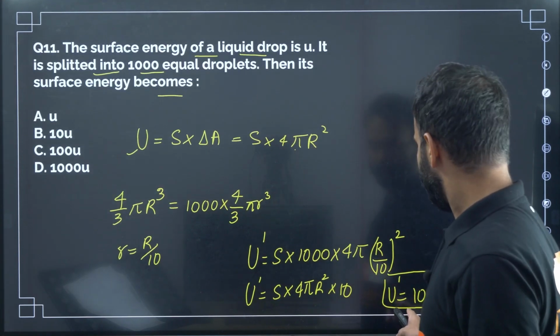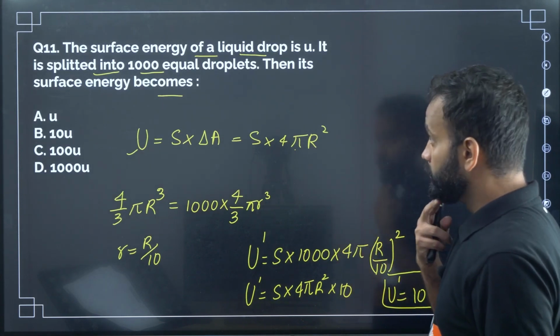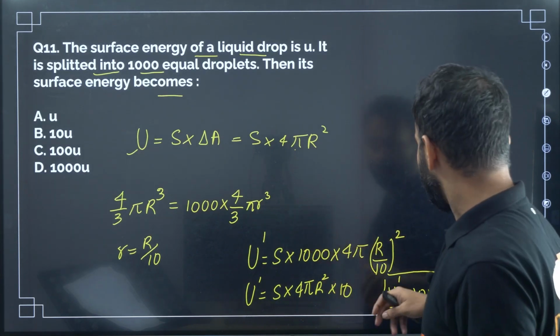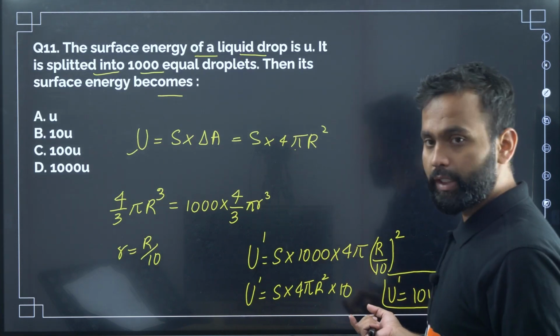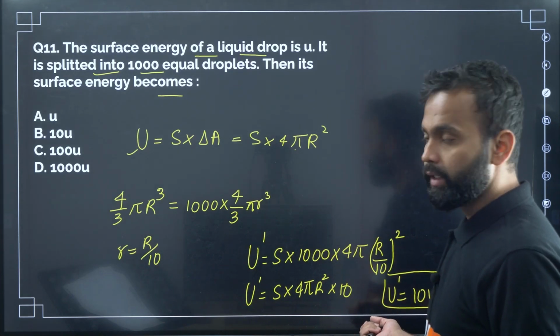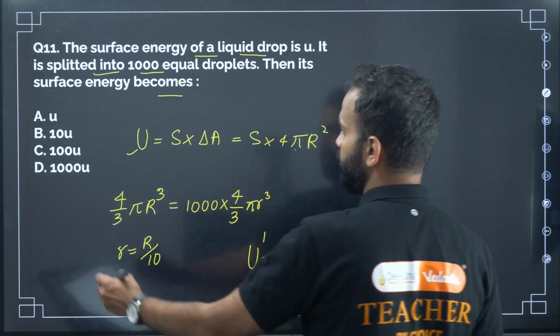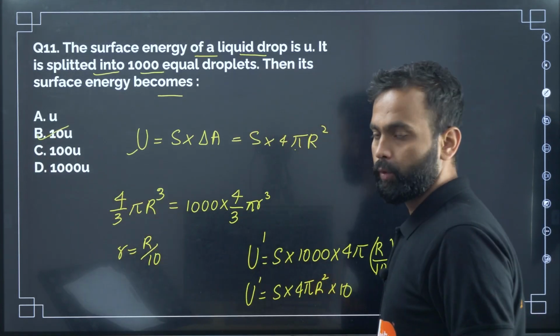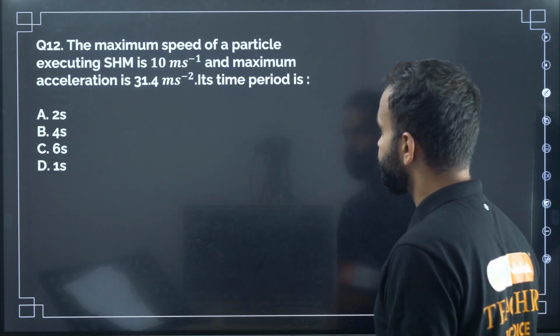So from this we can conclude that if you divide the bigger liquid drop into smaller liquid drops, what happens? The surface energy decreases or increases? Here the surface energy will be increased, right? So the correct option is B. Okay, next one, question number 12.